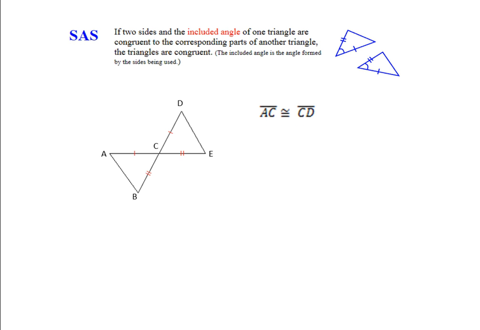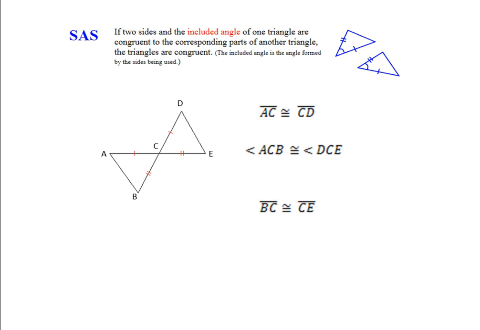So first thing I'm going to take note are my sides here. So side AC is congruent to side CD because they both have 1 hash mark. And then my vertical angle, angle ACB, would be congruent to angle DCE. And then my other side is BC is congruent to CE because it has 2 hash marks. Once again, you should recognize the vertical angles here.